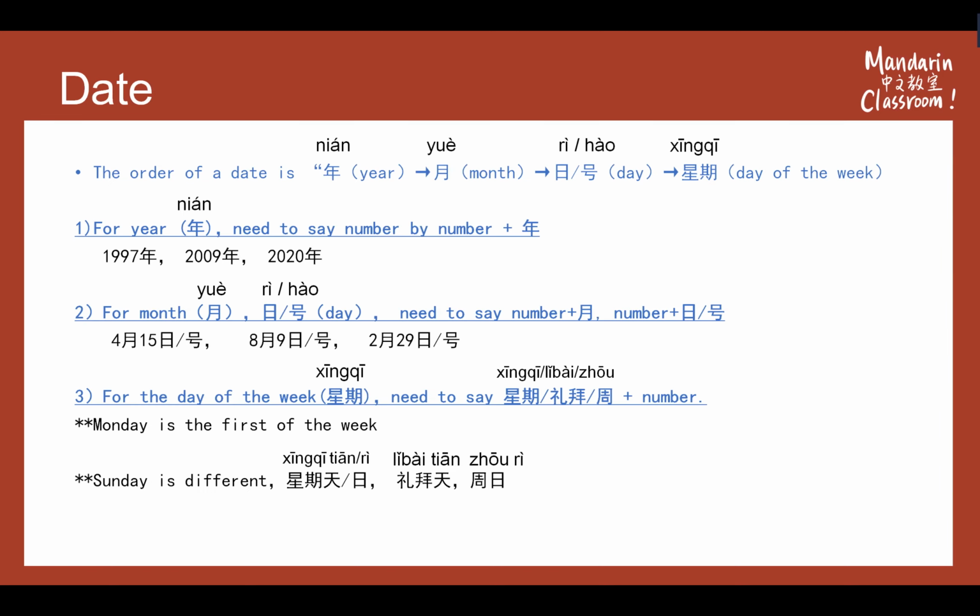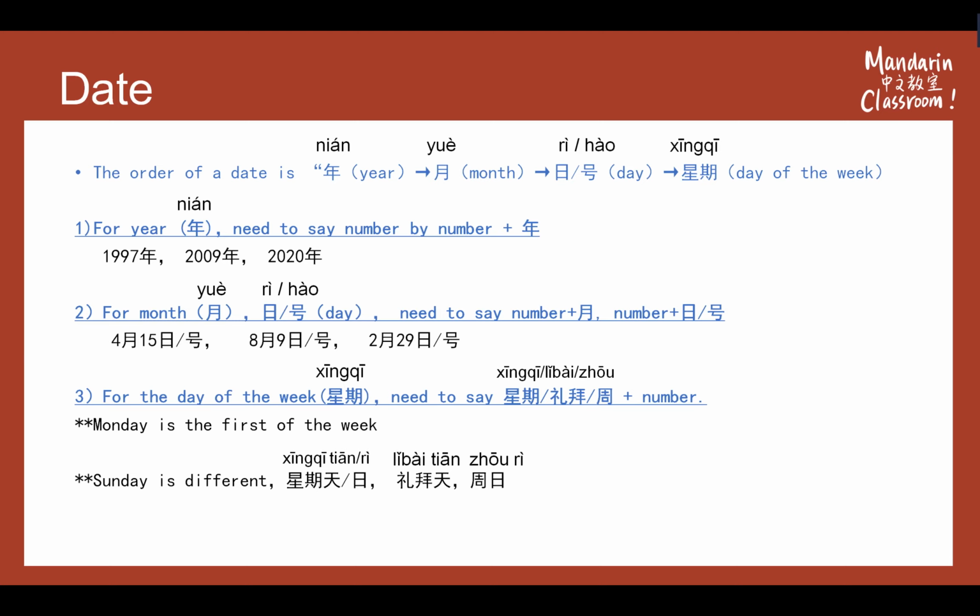Okay, so let's see today's new content: how to express the date. The first thing I want to emphasize is that the order of a date is opposite to the English writing. In English you write the week and the day and the month and the year, but here you have to pay more attention. The order of a date in Chinese is 年, year, 月, month, 日 or 号, day, 星期, day of the week. So you have to remember it. It's opposite to the English writing.